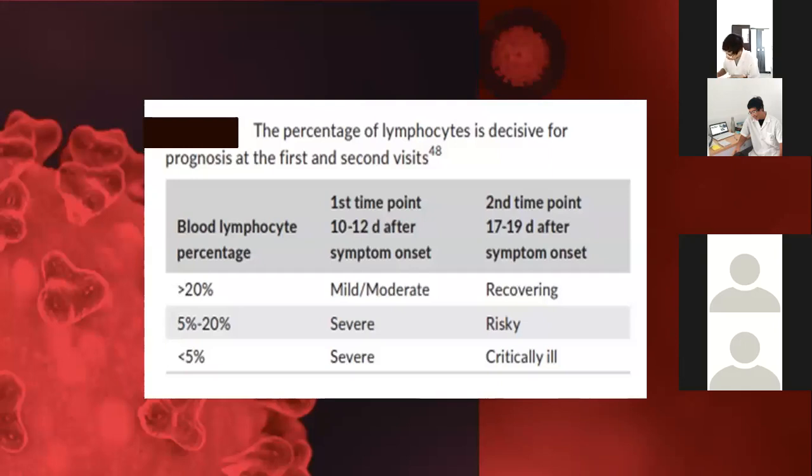Okay. From the last explanation about the lymphocyte, there is a table. The table tells us about two time points after symptom onset: 10 to 12 days and 17 to 19 days. From the table, we know patients with more than 20% lymphocytes are accepted as being in recovery. Patients with a lymphocyte percentage between 5% and 20% are still in an at-risk group or still ill. And patients with less than 5% are critically ill. In this case, the patient has a high mortality rate. Next.